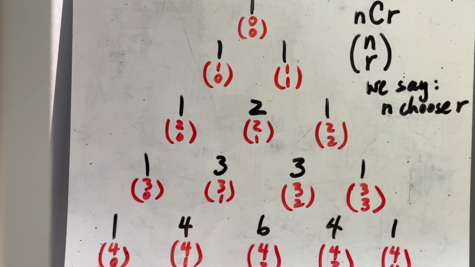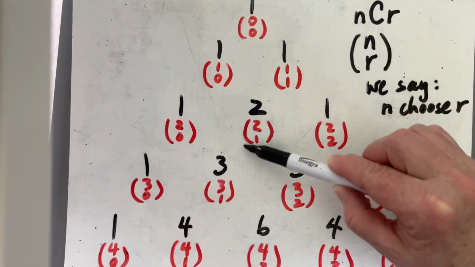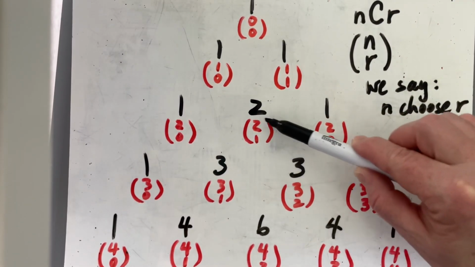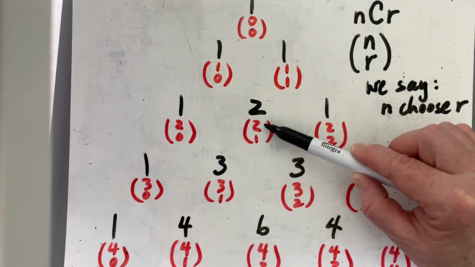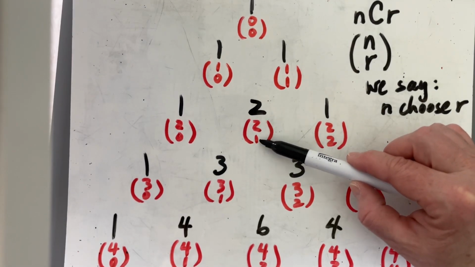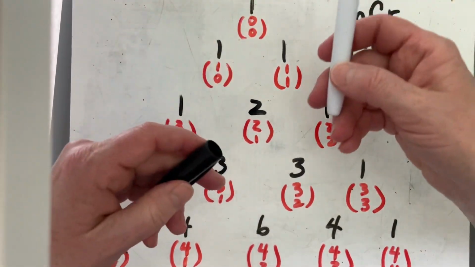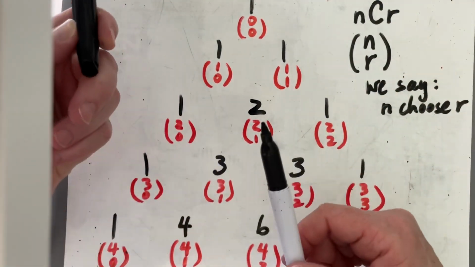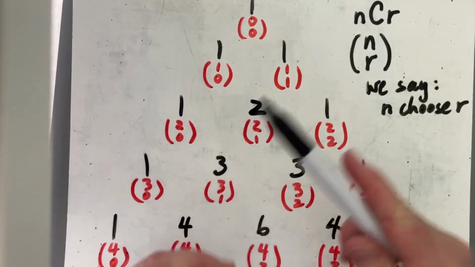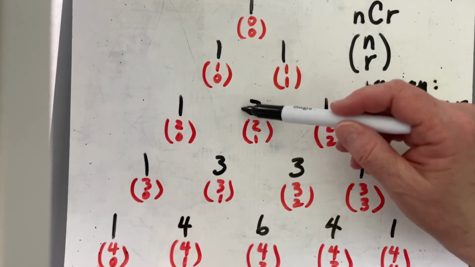So for example, if we have two items, choose one. If we have two items, so two markers, for instance, how many different ways can we choose one of them? Well, we're either going to choose one marker or we're going to choose the other marker. So there's two ways. So that's the reason 2 choose 1 is equal to 2.